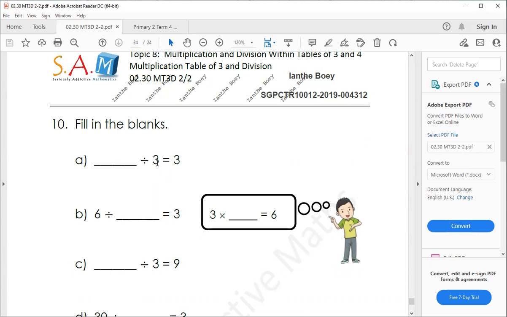So they can use multiplication facts. That will be 3 times 3, right? If they divide here, 3 equals 3, then use 3 times 3. This will be different, right? 6 divided by which number equals 3? So 6 divided by 2 will equal that number, right? And you can get them to also think about which number multiplied by 3 gives you 6.